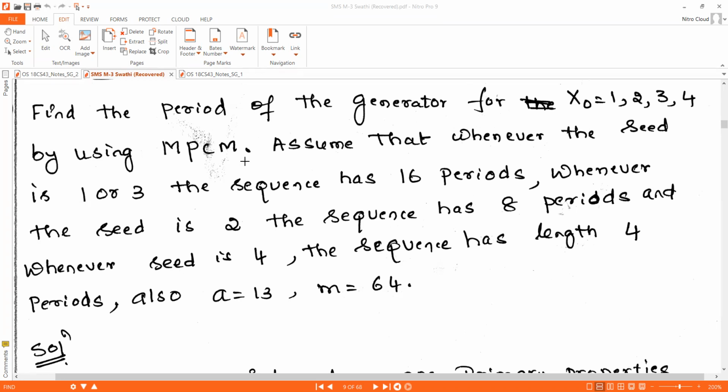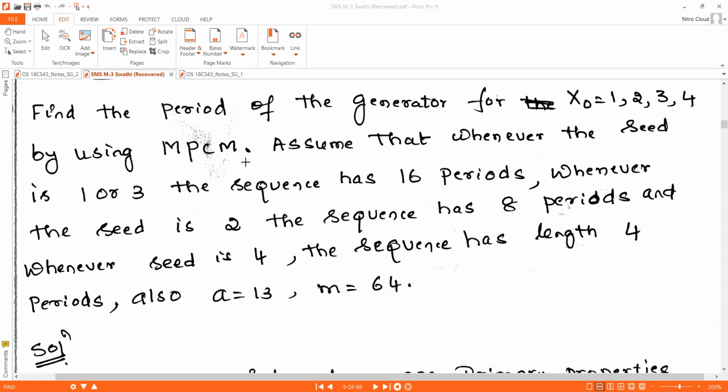What is the formula for the multiplicative congruential method? x i plus 1 equals a into x i mod m. There will be no C part in this MPCM. And here they have asked us to assume that whenever the seed is 1 or 3, the sequence should have 16 periods. That is I equal to 1 to 16 we need to calculate. For 16 values of I we need to calculate the xi value.